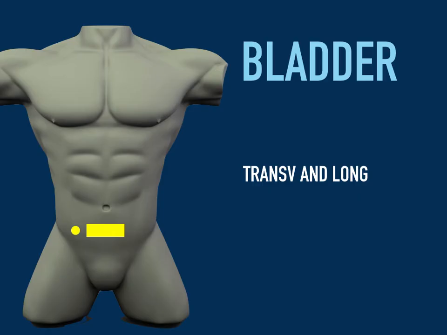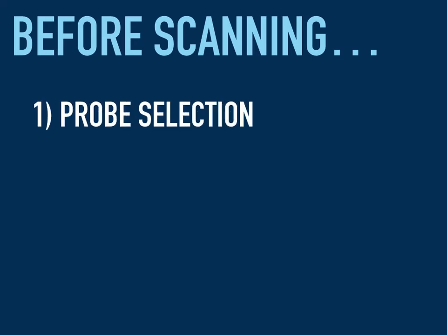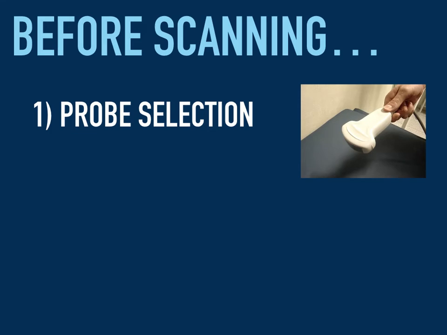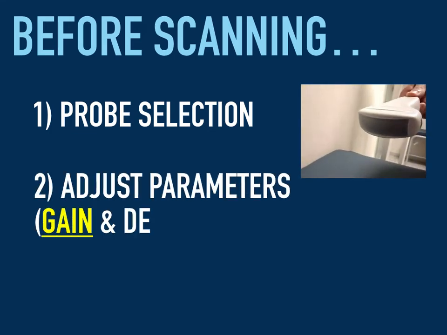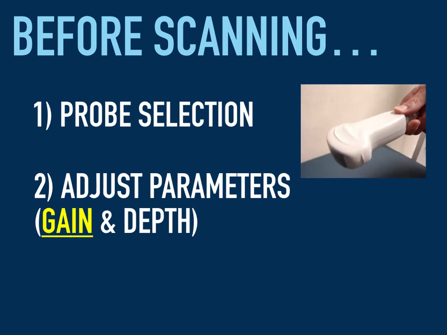For assessing the bladder, we can use both approaches, the transversal view and the longitudinal view, but we need to point towards the inside of the pelvic cavity, which is actually the place where the bladder is. As well, before scanning, we need to keep in mind that the probe we need is a convex probe, as we told you before, and especially to adjust parameters.